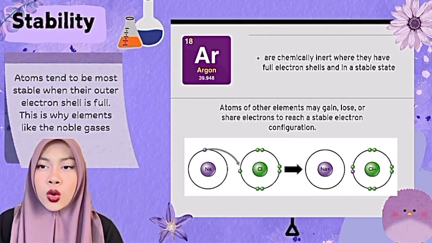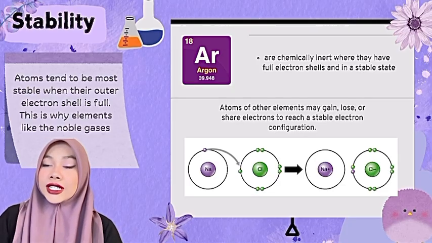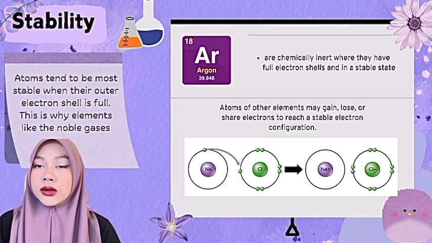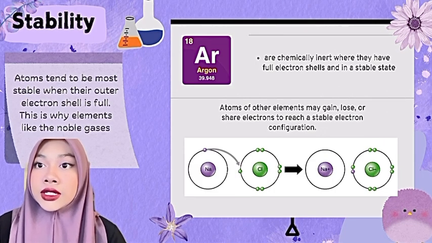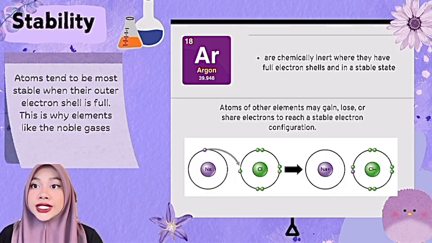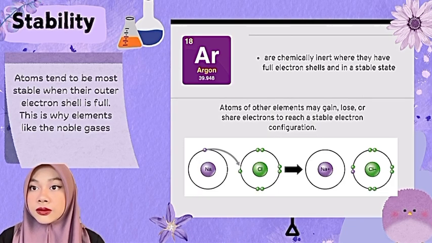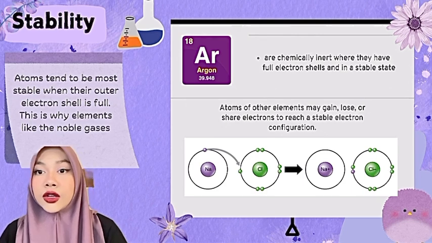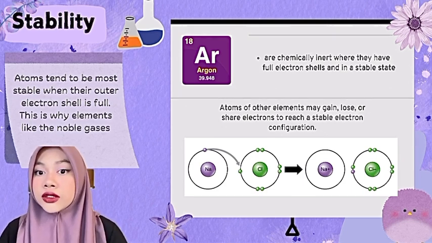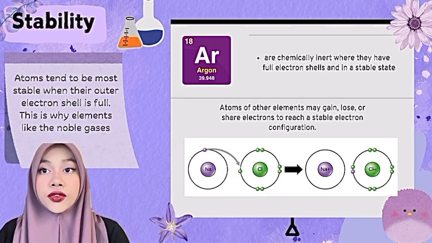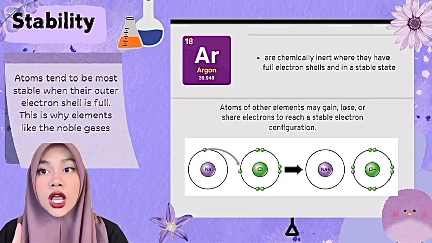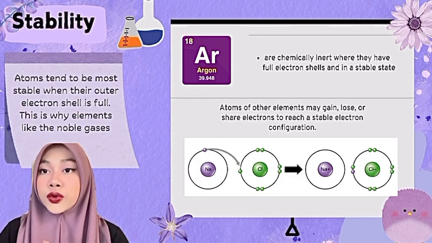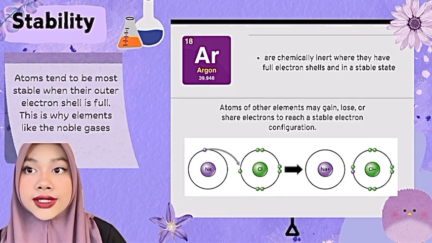Speaking of stability, what is stability? Stability is when an atom tends to be most stable when the outer electron shell is full. For example, the noble gases. Let's take a look at one of the elements from the noble gases in the periodic table. Argon is chemically inert because it has a full electron shell and is in a stable state. This is different from other elements, whose atoms may gain, lose, or even share electrons to reach a stable electron configuration.